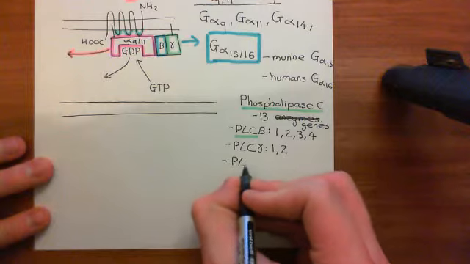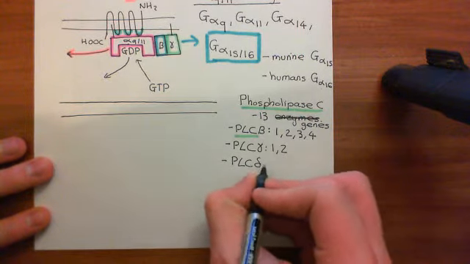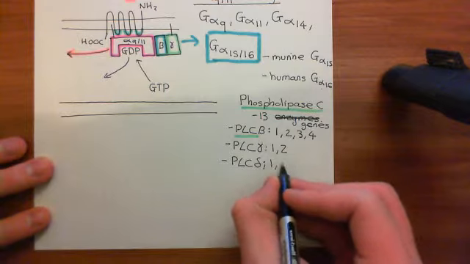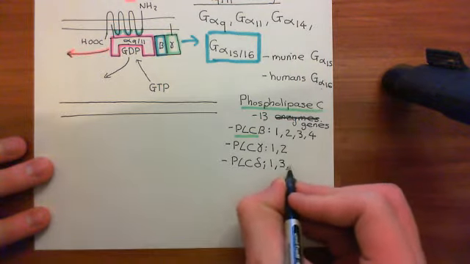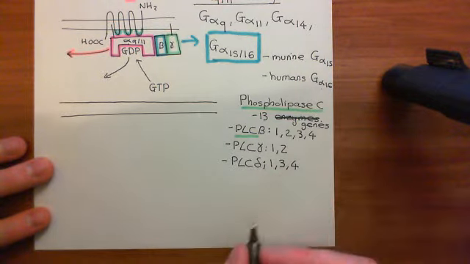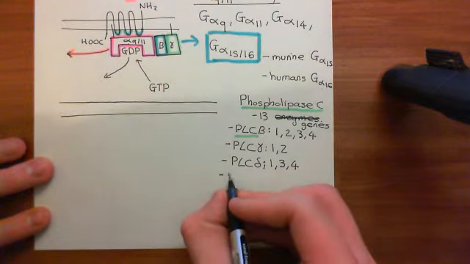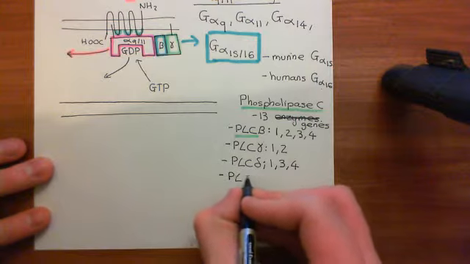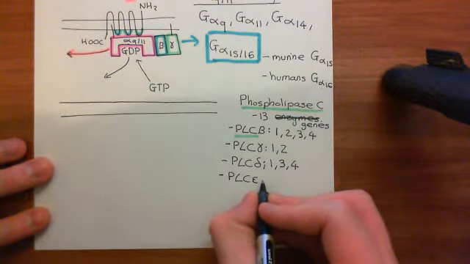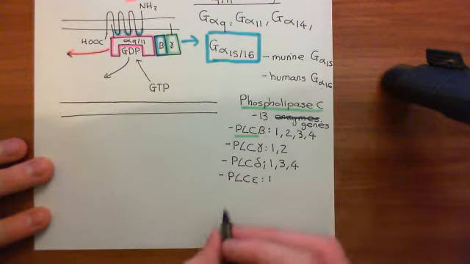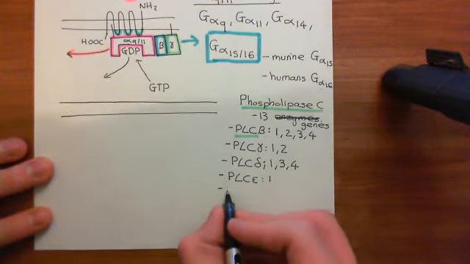There is also the phospholipase C delta family, which contains 3 members, phospholipase C delta 1, phospholipase C delta 3, and phospholipase C delta 4. Okay, continuing on, there is also the phospholipase C epsilon family. There's only 1 member in the phospholipase C epsilon family, known as phospholipase C epsilon 1.